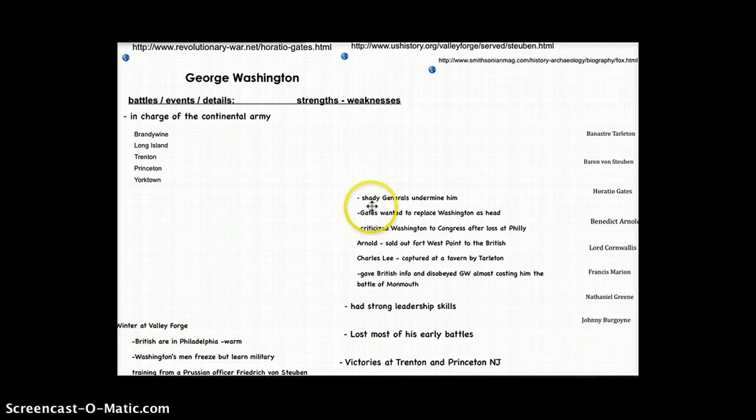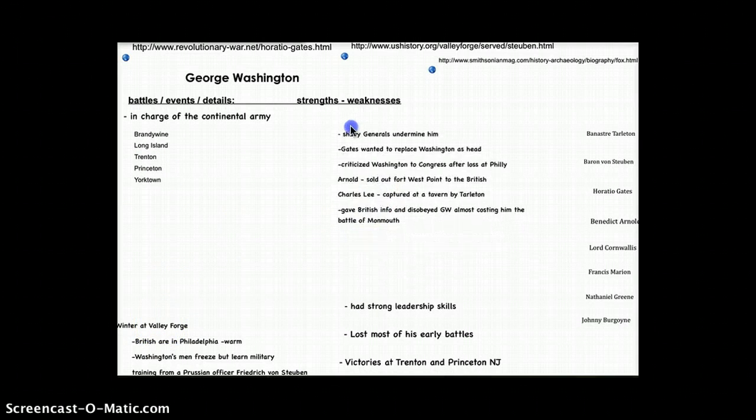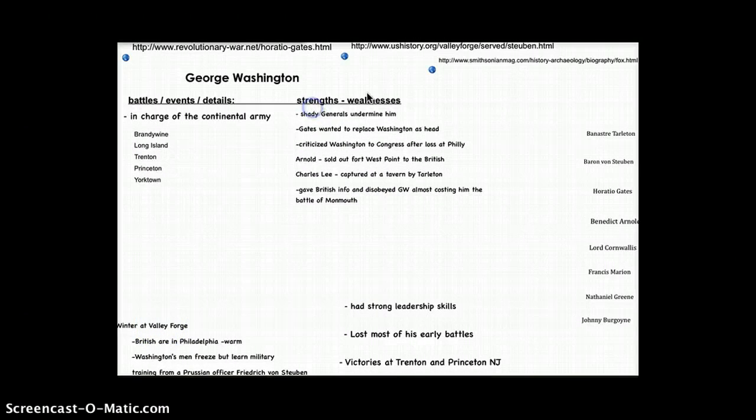Let's see. This bit of information would be a strength or a weakness. In this case, it's a weakness. Washington was plagued by many of the shady, tricky, deceitful American generals that he had under him. Some of them tried to undermine him, like General Gates and, of course, Benedict Arnold.